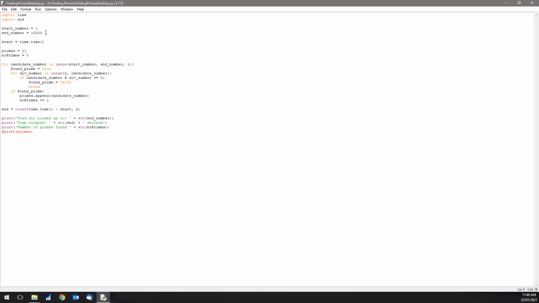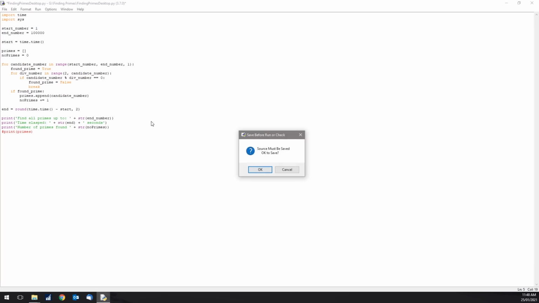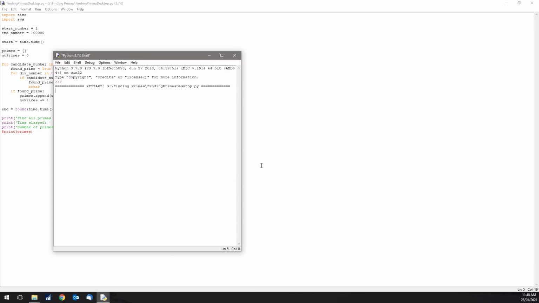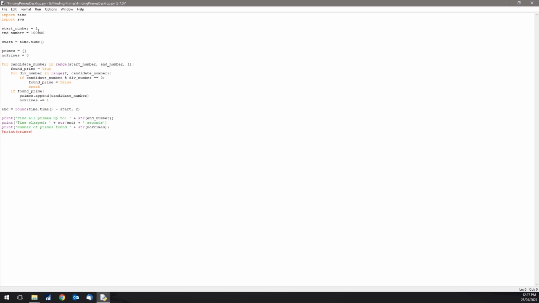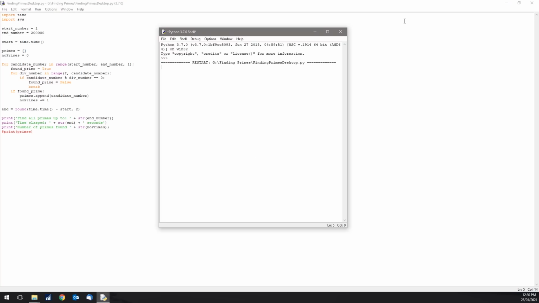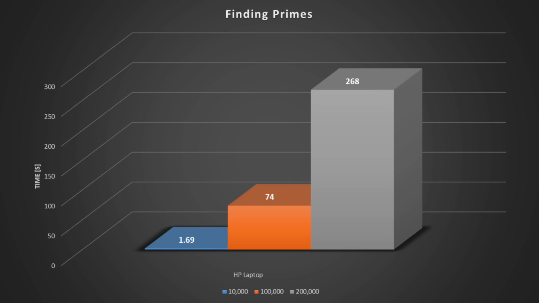Now let's try 100,000. Remember that even though 100,000 is only 10 times more than 10,000, it's going to take significantly longer than 10 times the time, because there are exponentially more factors to check. So running the test to 100,000, we get a time of 73 seconds, which is a minute and 13 seconds, and we found 9,593 prime numbers. Lastly, let's try to 200,000. So that took 267 seconds, or a little under 5 minutes, to find the prime numbers up to 200,000.